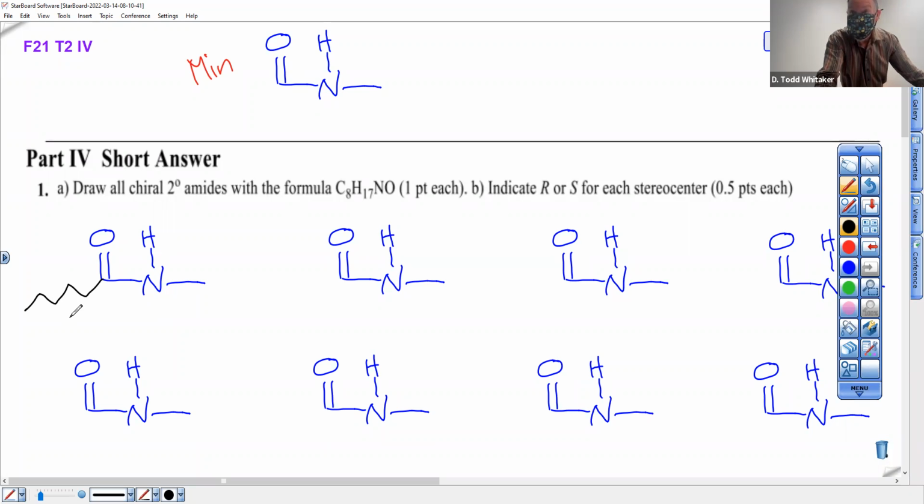And each one, R and S, gets a point. 1 point each. So how many molecules is that? 2, 4, 6.